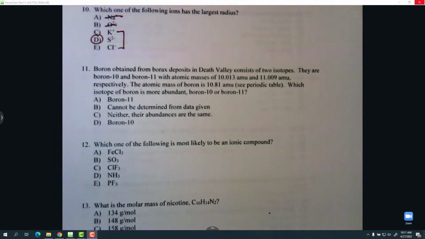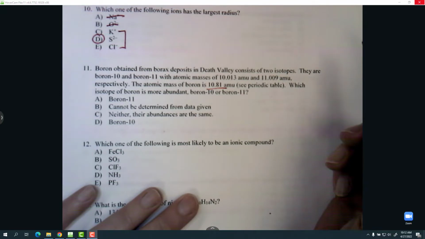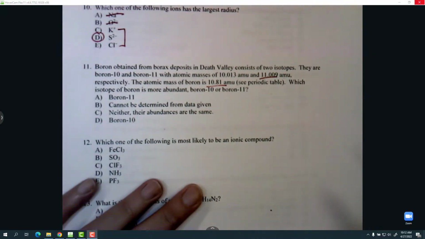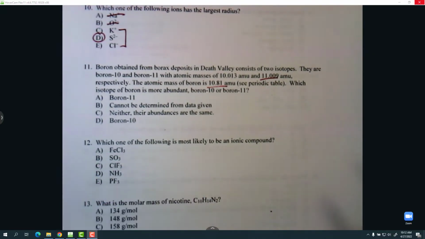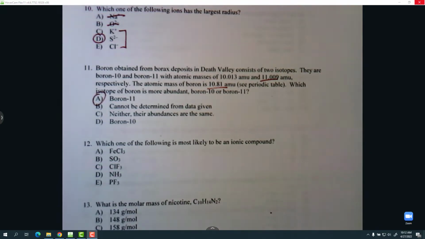All right, boron has 2 isotopes, boron 10 and boron 11, with atomic masses of 10.013 and 11.09 AMU. The atomic mass of boron is 10.81. Which isotope is more abundant? It's closer to 11. If it was exactly half and half, it would be about 10.5, and it's a little higher than that, so it must be mostly boron 11.